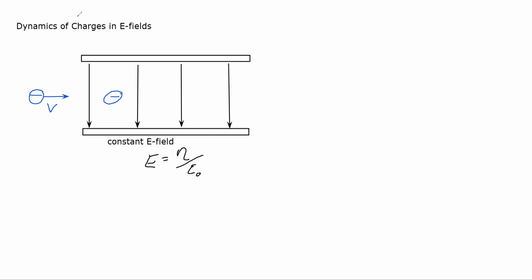Now, we are going to ignore gravity. Typically, gravitational effects are pretty small. If this was an electron, the mass of an electron is 9.11 times 10 to the negative 31 kilograms. Multiply that by 9.8 and it's still about 10 to the negative 30, so it's not a lot. So gravitational forces are typically ignored.